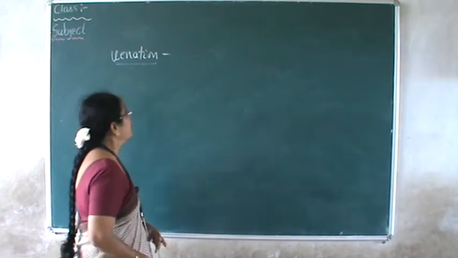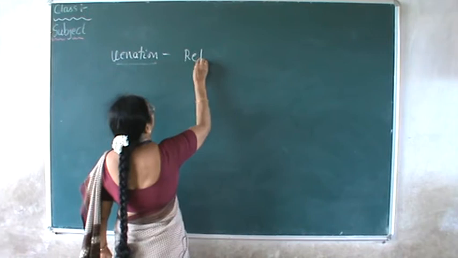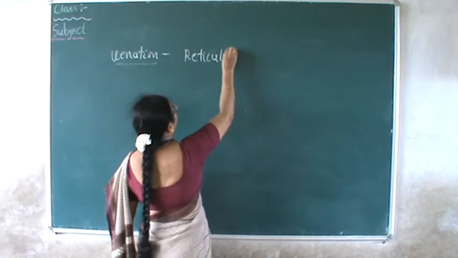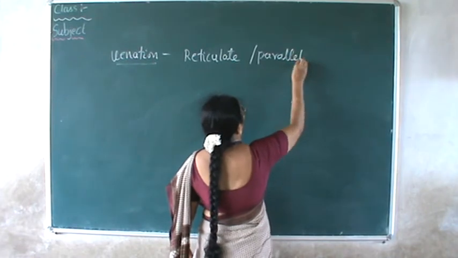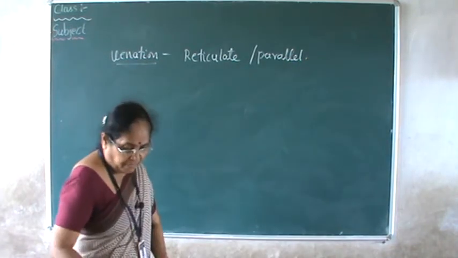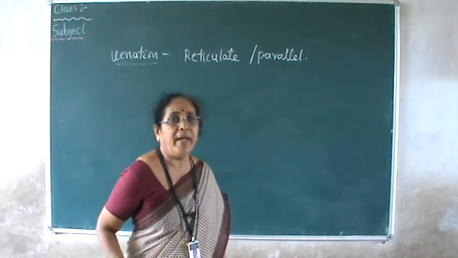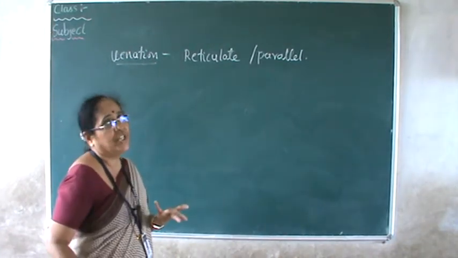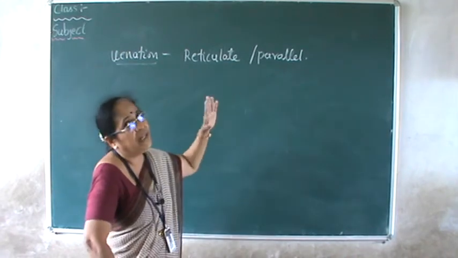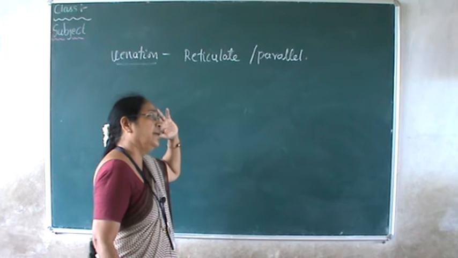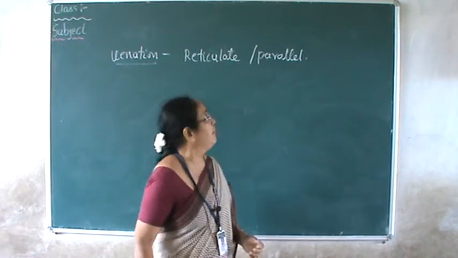As far as venation is concerned, there are two types: either reticulate or parallel. This we know, because if I provide two leaves to you, you will definitely be able to make out which leaf belongs to a dicot and which is a monocot. By looking at the venation only, you can definitely say whether it is a dicot leaf or a monocot leaf.